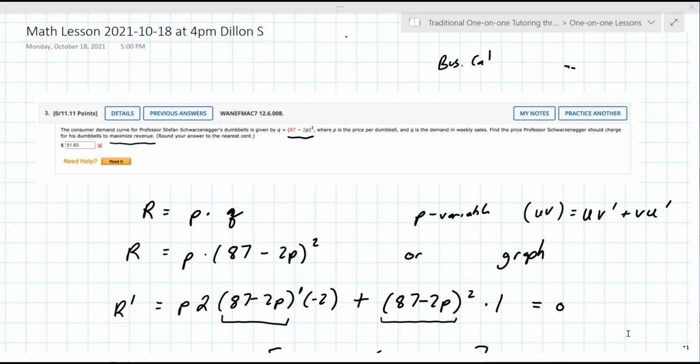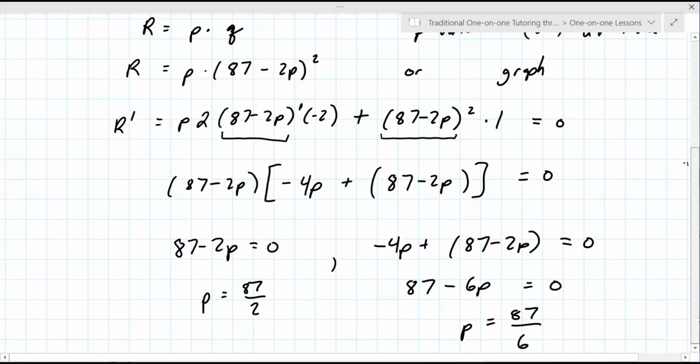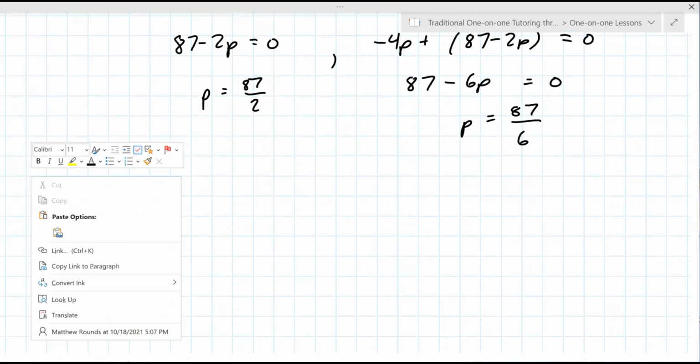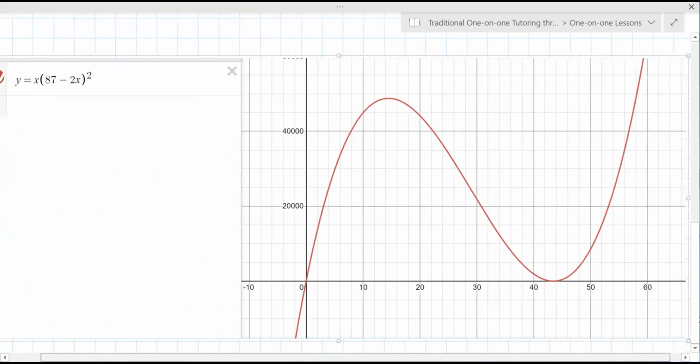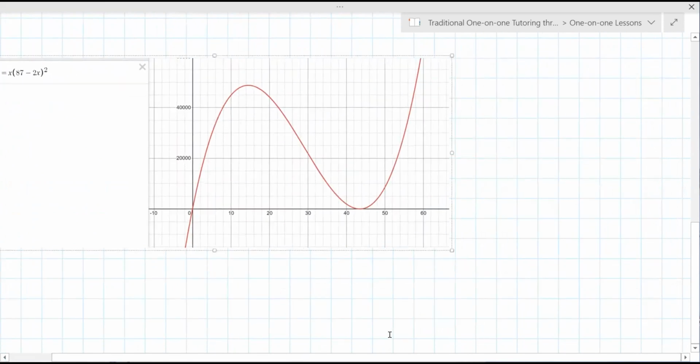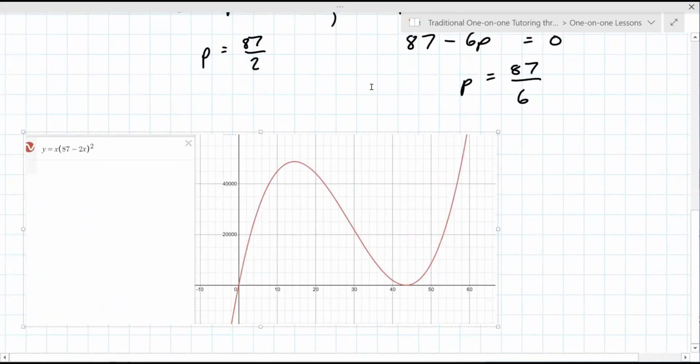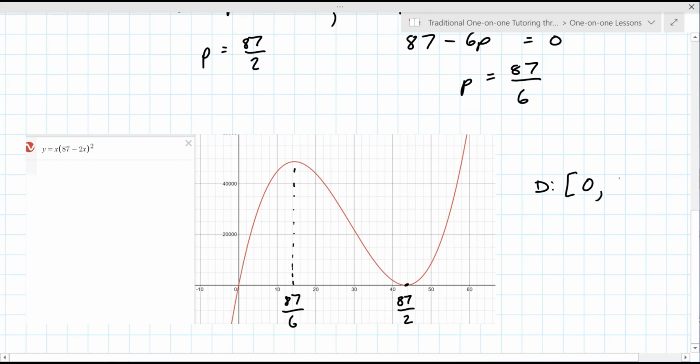All right, so what I've done here, and I'm going to snip this in, is graph the original function. If you didn't have to show your work, this would be the faster way to do it. You just graph and figure out where the mins and maxes are. This point right here is 87/6. This point right here is 87/2. The domain of this function actually only goes from 0 to 87/2, so you wouldn't include that point, and that's why it has to be that one. And you can see that it's a max right there.